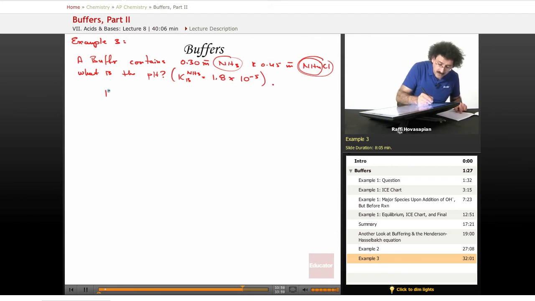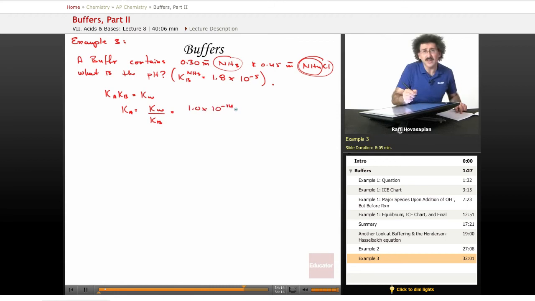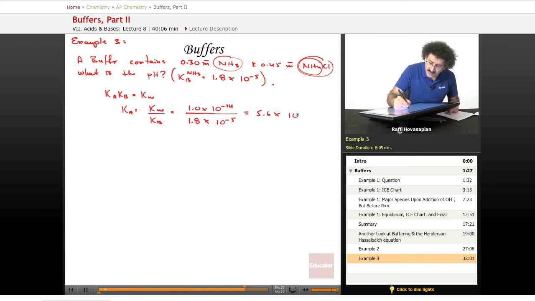So we know that there is a relationship between Ka and Kb: Ka times Kb equals Kw, which means that Ka is equal to Kw over Kb. In this case, it's going to be 1.0 times 10 to the negative 14, the equilibrium dissociation constant for water, divided by the Kb here, which is 1.8 times 10 to the negative 5. And we end up with a number which is 5.6 times 10 to the negative 10. Okay.